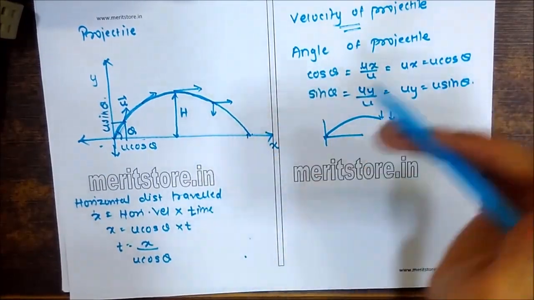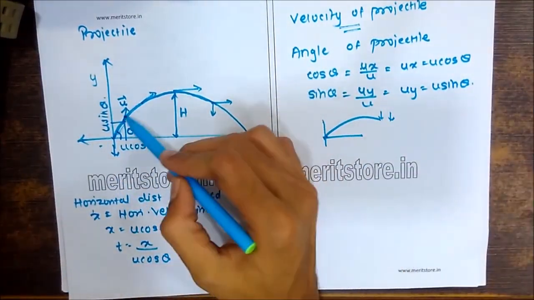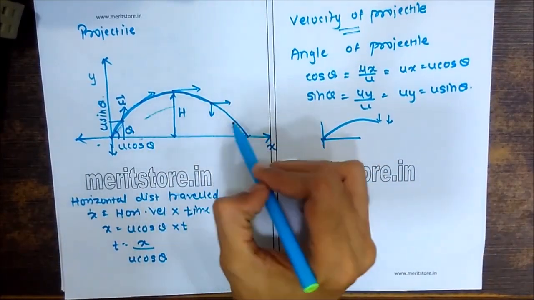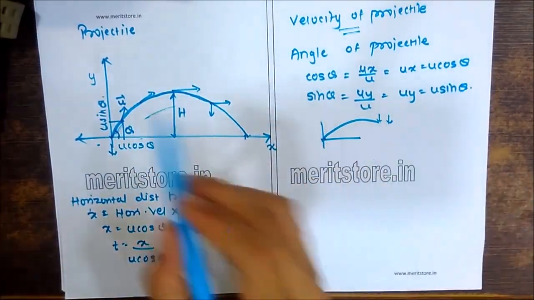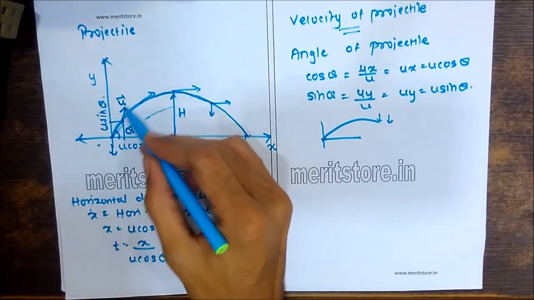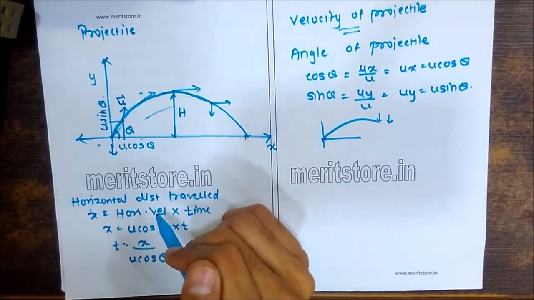So for that we need some equations. Basically we will start with the basic equation. We will find an equation for this trajectory alone. For that equation we need to resolve this u. u is your initial velocity. Here the initial velocity is u, and the final velocity will be v.